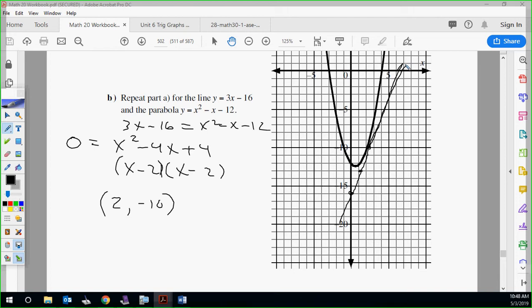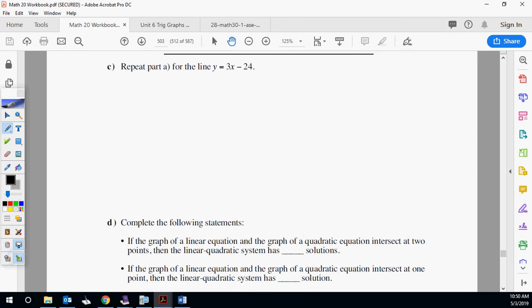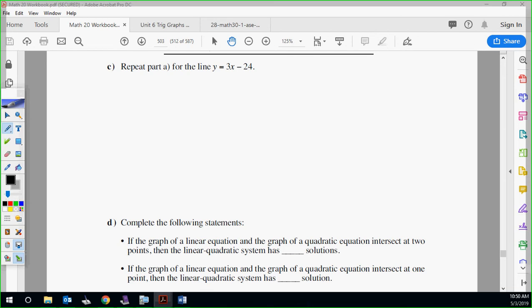Okay, and then the last one we're talking about, the no solution, the one that misses it completely, and what that looks like algebraically. So that's on the next page here. So same thing, we're going to do 3x minus 24 equals x squared minus x minus 12. So 0 equals x squared minus 4x plus 12. There's no factors of 12 that are both positive that get you negative 4.